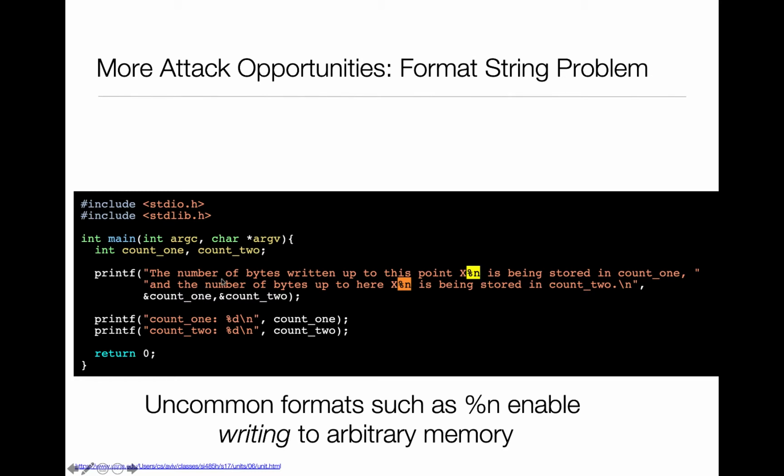So in this case, the number of bytes written up to this point will be written in count 1, and the number of bytes written up to the second point here will be written in count 2. But you can see how if you don't have any variables or arguments being passed to this printf function, then it'll write to the address space that happens immediately after this call.